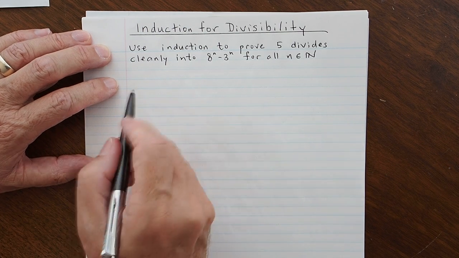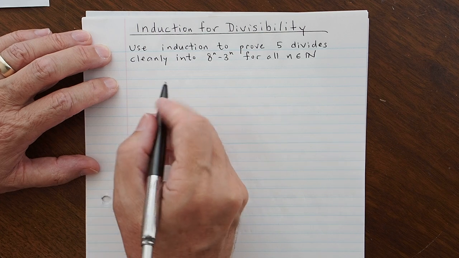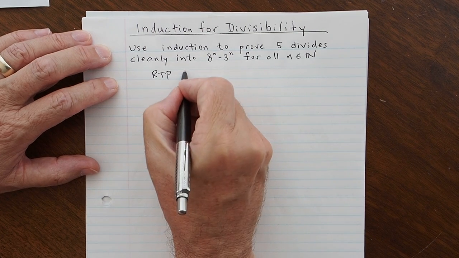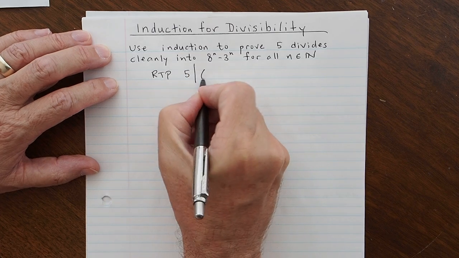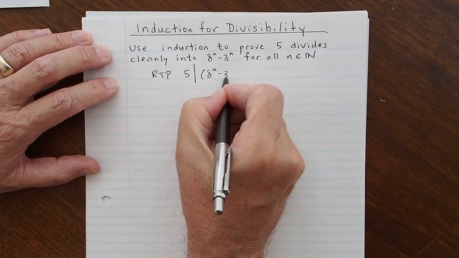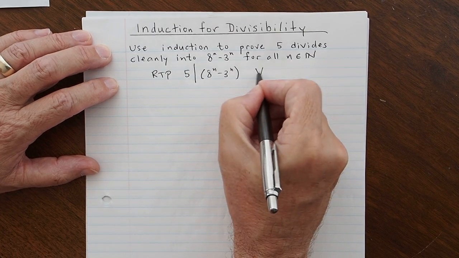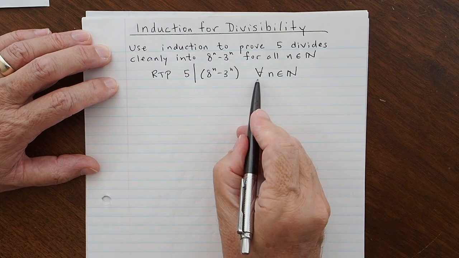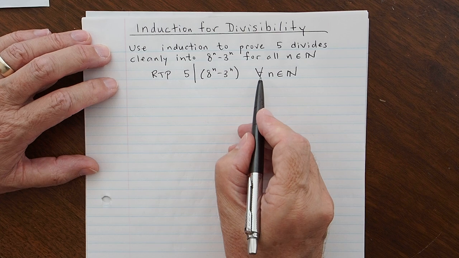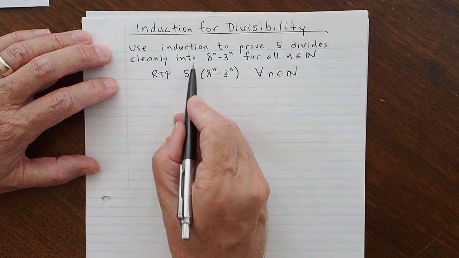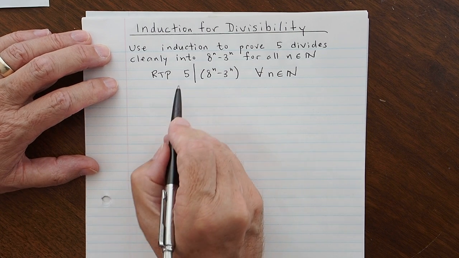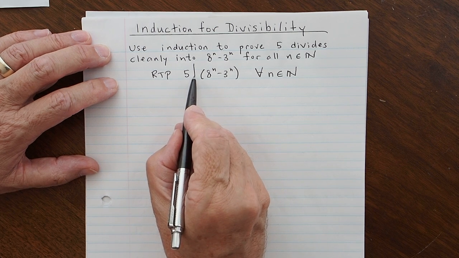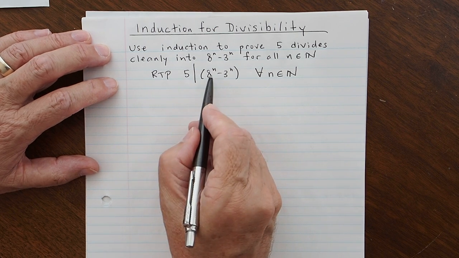Before we begin, I'll just point out that sometimes this question is written in a more compact form, required to prove that 5 divides cleanly into 8 to the n minus 3 to the n for all n drawn from the natural numbers. The upside down capital A is a math symbol, which means for all or for each. And this vertical line here is an observation, required to prove that 5 will divide cleanly into this expression.